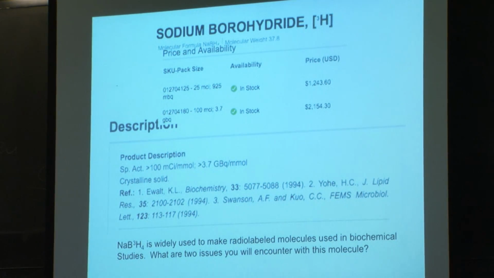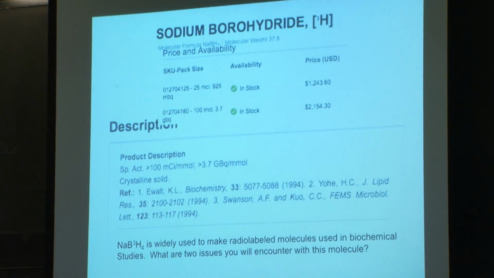And so what do you start with? You start with something that's easy to work with, and you try to put the label in at the very end of your synthesis. One of the things that you often start with is sodium borotritiide. Why would you start with sodium borotritiide? What can sodium borohydride do?